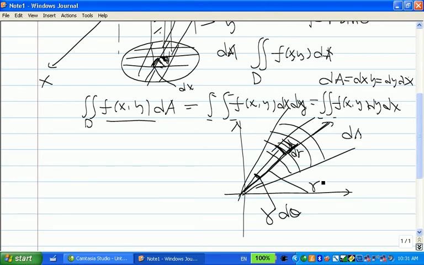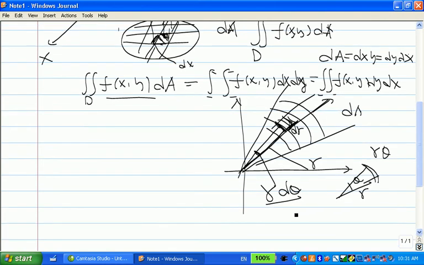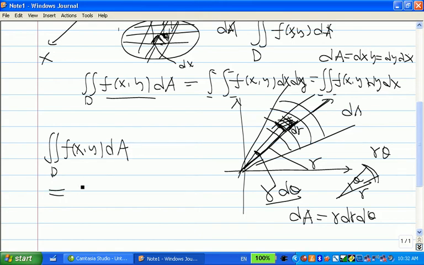This is our r. Let me put it this way again. This is a part of a circle. Here is theta, here is r. This arc length is r times theta. Therefore, this length is r d theta. So this dA, this area, can be written as r dr d theta. Therefore, this double integral in terms of polar coordinates can be written like this.